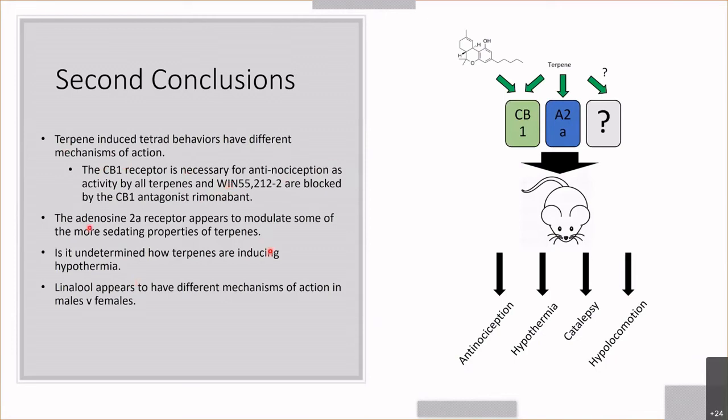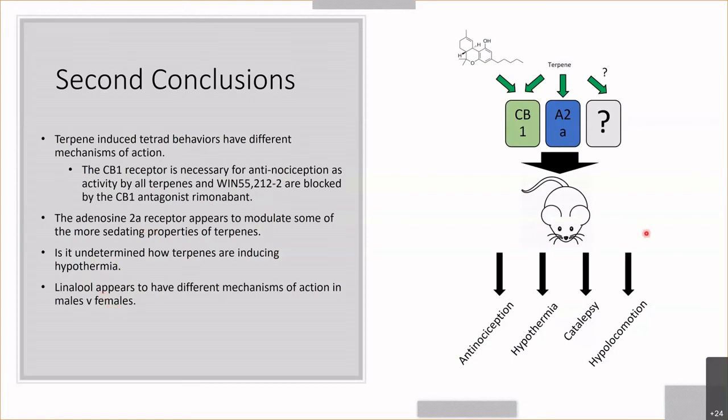So the adenosine 2A receptor appears to modulate some more of the sedating properties, particularly the catalepsy is very strong. However, there are other systems involved as well. And in particular, hypothermia, we didn't really get much insight into what mechanisms were being engaged in the hypothermia. There was a minor effect of either antagonist. And there are potential sex differences in linalool as well.